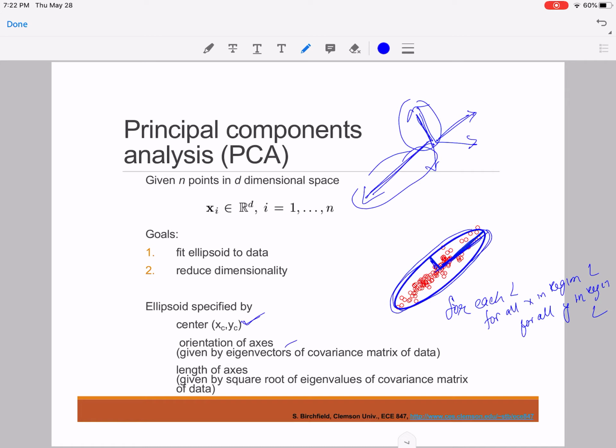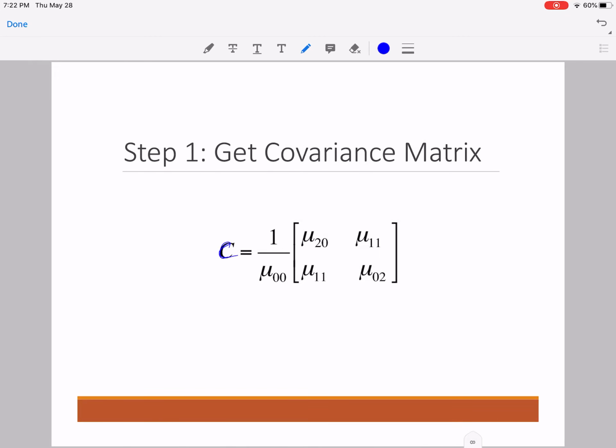Now the orientation of the axes, how these 2 axes are oriented, and the length of these axes are given by the principal component analysis, which uses a linear algebra technique, wherein it performs the following. It first obtains a covariance matrix, where mu20 is the variance of x, mu02 is the variance of y, and mu11 is the covariance of x and y, and it's a straightforward fact that mu11 is going to be equal to mu11. So this entire thing is your covariance matrix.